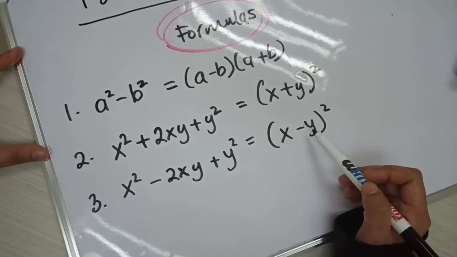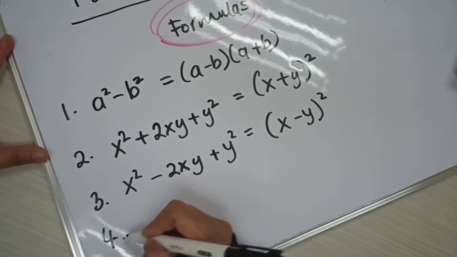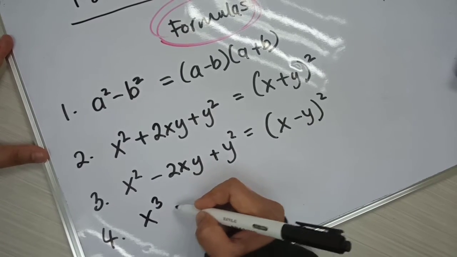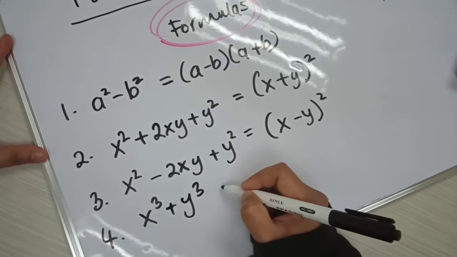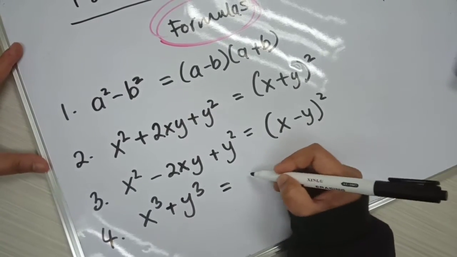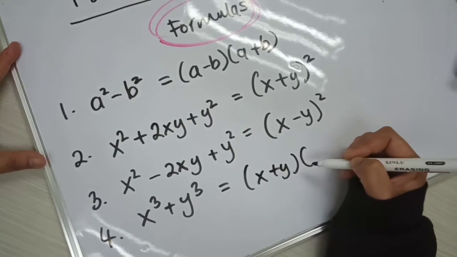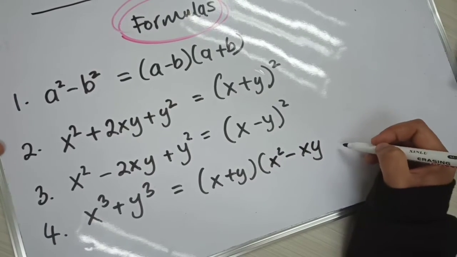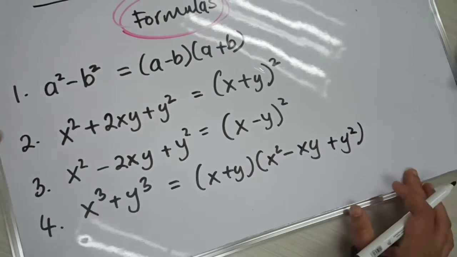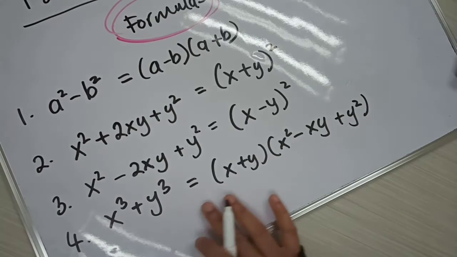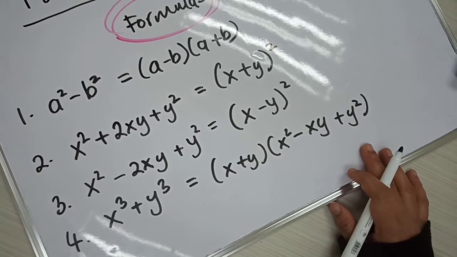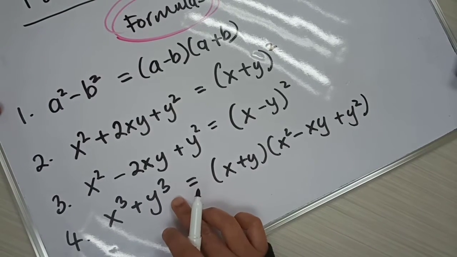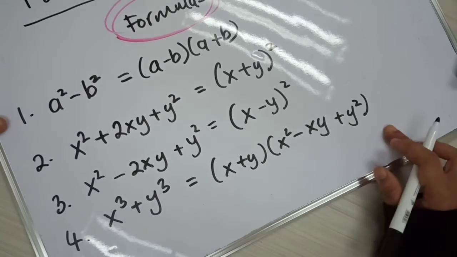And number 4, when you have x cube plus y cube, you have to memorize this formula. It becomes x plus y, and then x square minus xy plus y square. I don't have any trick for you to remember this one. Maybe you can put notes on your wall, the formula for x cube plus y cube.